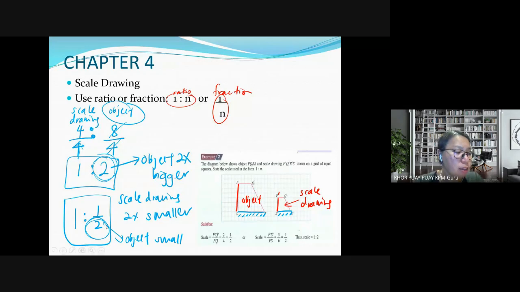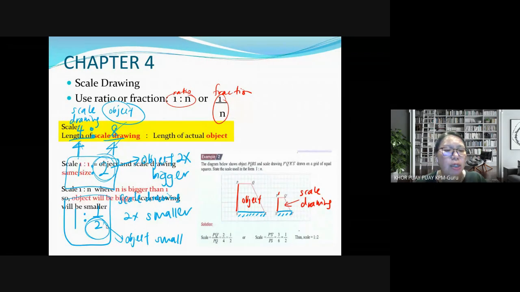Okay, understand? So when you see scale, don't be afraid. You must know how to read that number. What is it for? Who is big? Who is small? What to do if I want to make it bigger? I times. What to do if I want to make it smaller? I divide. Clear or not? Right, next.